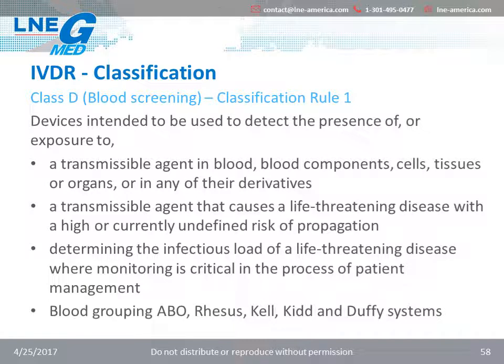So we'll start with the highest risk devices first, which will be your Class D devices, which are blood screening according to Classification Rule 1. These are devices intended to be used to detect the presence of or exposure to a transmissible agent in blood, blood components, cells, tissues, or organs, or any of their derivatives. A transmissible agent that causes a life-threatening disease with a high or presumed high risk of propagation. Determining the infectious load of a life-threatening disease where monitoring is critical to the process of patient management. And, of course, your blood grouping systems.